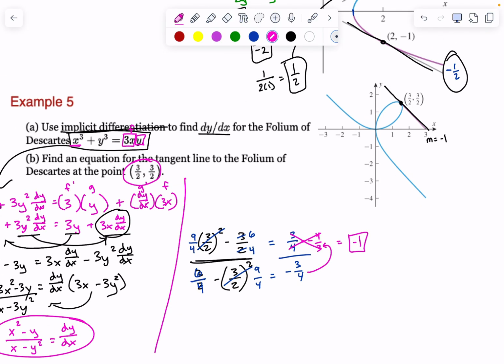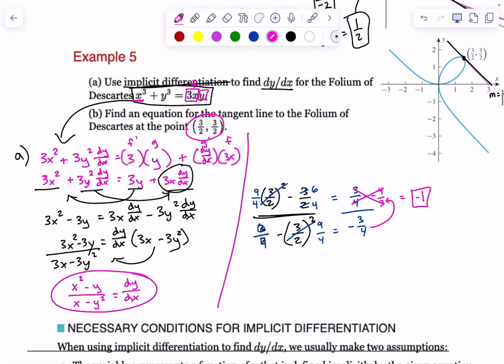Okay? Good? That wasn't that bad. Yesterday you guys were doing a really good job with your derivatives, so I was really impressed. This is implicit.